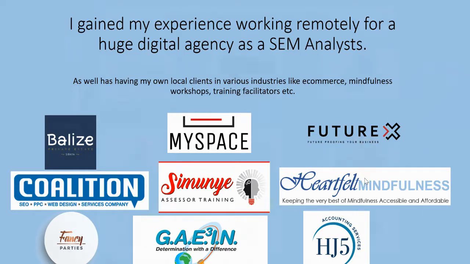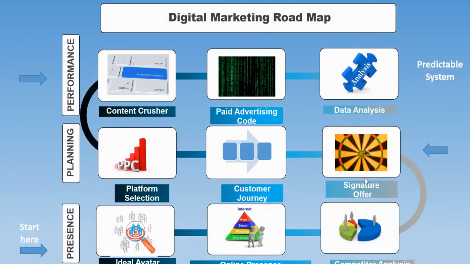So what I did was I came up with this digital marketing roadmap, which is a 3-step process that will take you 60 to 90 days, like I mentioned, to implement, but at the end of it, you'll have a predictable system. So you'll start here with your presence, go through planning, and then to performance. But don't worry, I won't leave it like this. It can look a little bit confusing, but what I will do is go through each step and just give you a brief explanation of each.